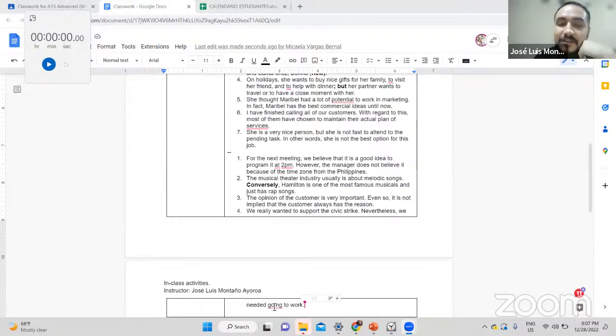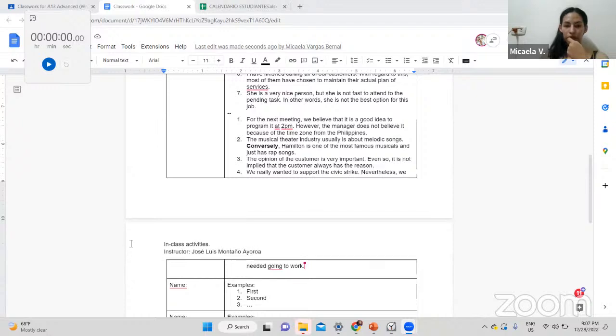Good, very good. The next one, please. The opinion of the customer is very important. Even so, it is not implied that the customer always has the reason. And the last, we really want to support the civic strike. Nevertheless, we needed to go to work. Exactly, right? We needed to go, right? There you need the infinitive because of need, right? Okay. Good, great, great.